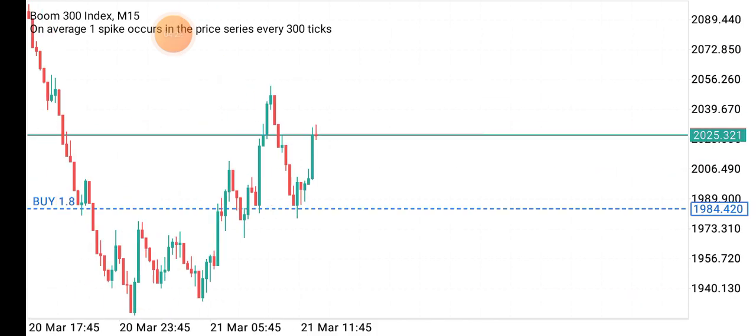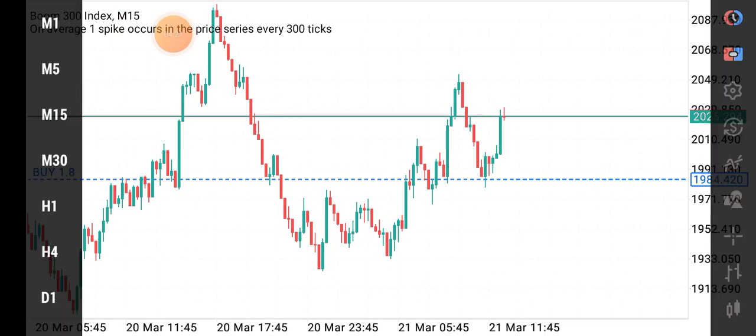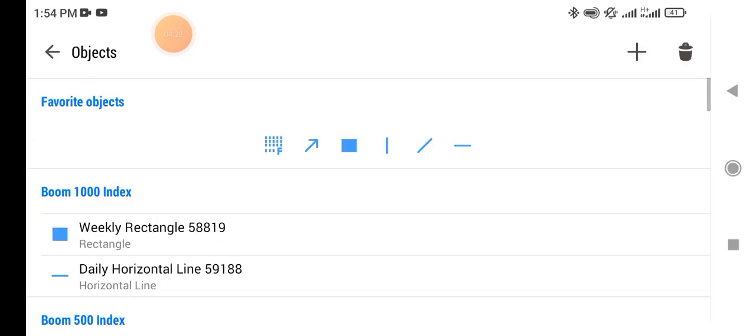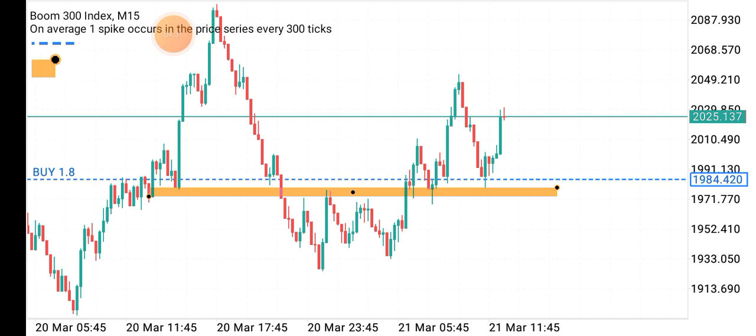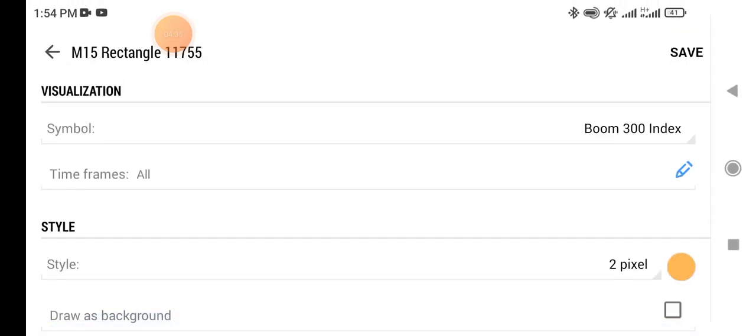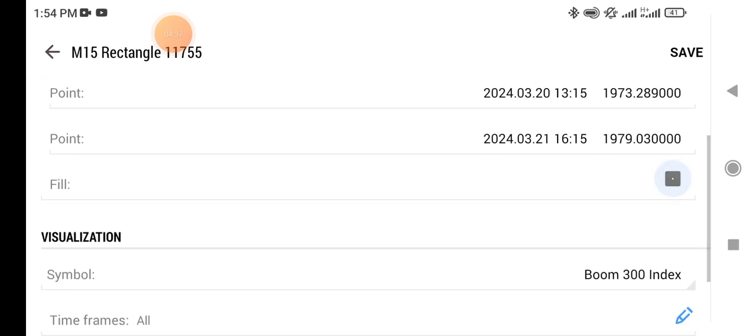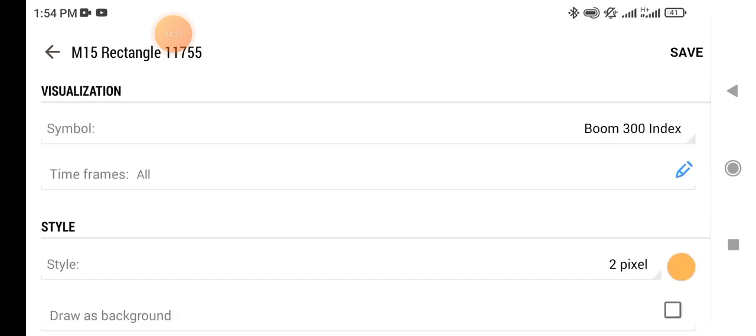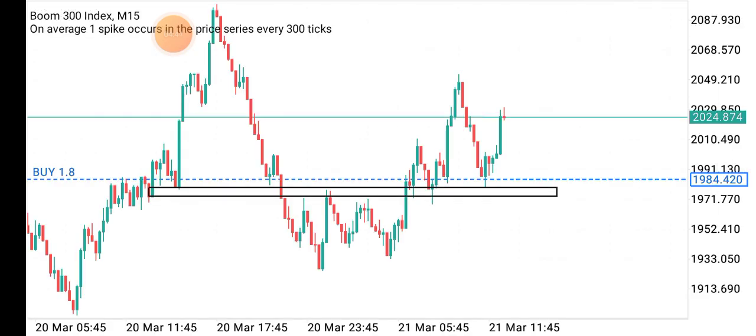On the 15 minutes time frame, I found that there was a key support area, a key level, around this zone where the market has been buying and selling. Let me change the color of this zone to something better. And let me change this color to maybe black.